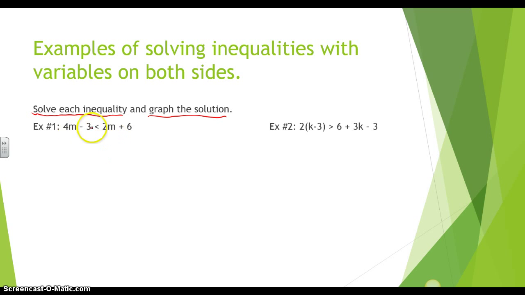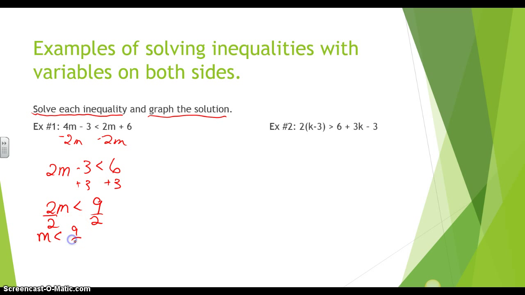I'm moving m to the left because it's easiest to subtract 2m to each side. So we have on the left 2m minus 3, which is less than 6. Then I can add 3 to each side. So now what I'm left with is 2m, which is less than 6 plus 3 is 9. We still have not put m by itself, so we're going to divide each side by 2. M is less than 9 over 2. You can leave it as a fraction or put it as a decimal of 4.5.